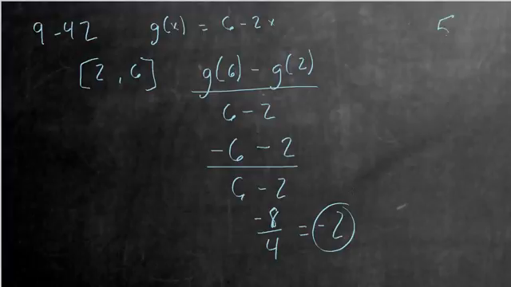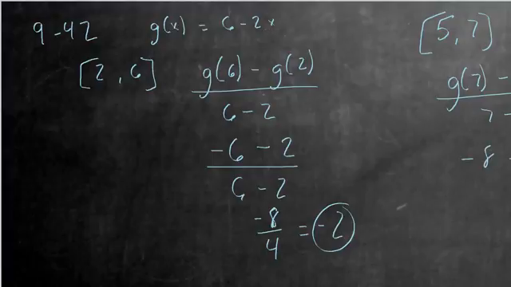What about over the interval from 5 to 7? Right, g of 7 minus g of 5 over 7 minus 5. G of 7, 6 minus 14 is negative 8. G of 5, 6 minus 10 is negative 4, over 7 minus 5. Negative 8 plus 4 is negative 4. 7 minus 5, 2, is negative 2. We end up with the same average rate of change on this function, negative 2 and negative 2, from 2 to 6 and from 5 to 7.